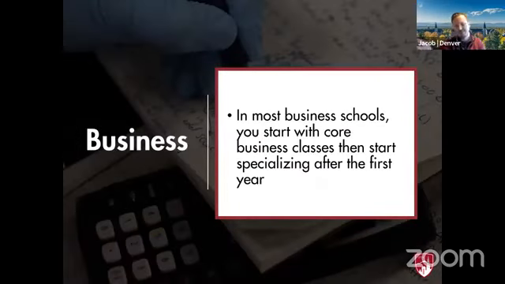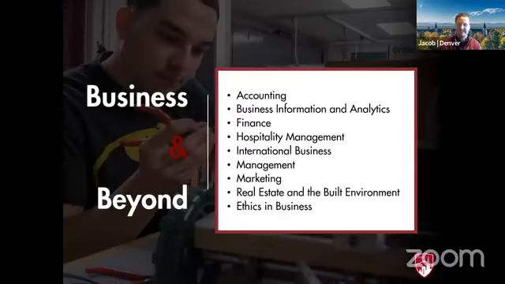In most business schools, you start with a core business class first and then specialize after your first year anyway. But a business degree is something that people know. They know I want to major in business. But every business school may have different offerings that are specific to what their strengths are. Accounting, information analytics, finance, for example. At the University of Denver, we're very big on hospitality management and real estate, so we're pretty focused on that, but also programs in the ethics of business.